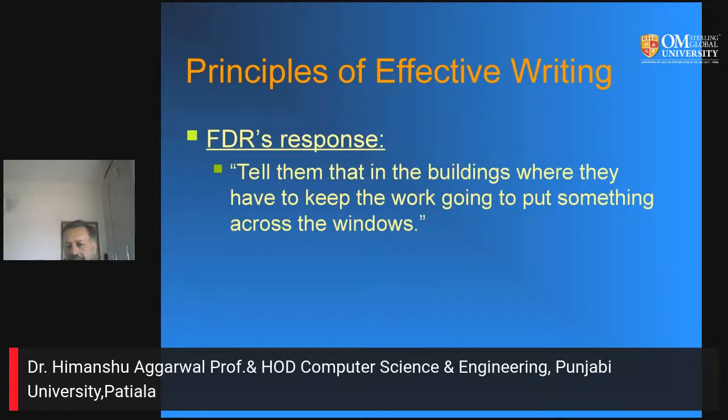So, FDR's response was to tell them that in buildings where they have to keep the work going, they should put something across the windows. The only thing is, during some air raid, they have to cover their windows so that light doesn't go out and create some problem. That was the only thing the government wanted to communicate to the citizens. And with this kind of simple sentence, the thing becomes comprehensible.